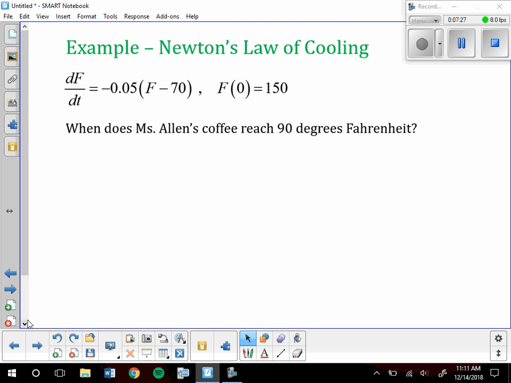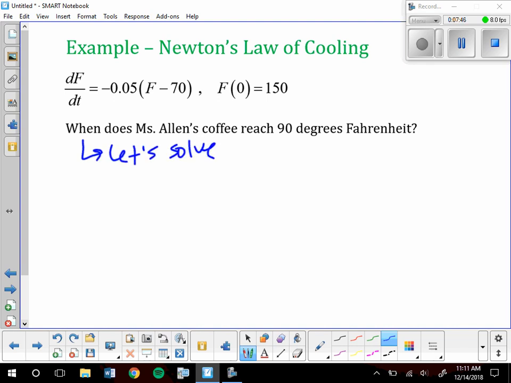I want to know exactly when my coffee reaches 90 degrees Fahrenheit. Because once it reaches 90, I don't really like drinking it anymore. But I don't want to just approximate this like I did with Euler's method. I want to actually solve it. So what we're going to try to do is solve this differential equation analytically like we did yesterday. And to do that, I'm going to use separation of variables.